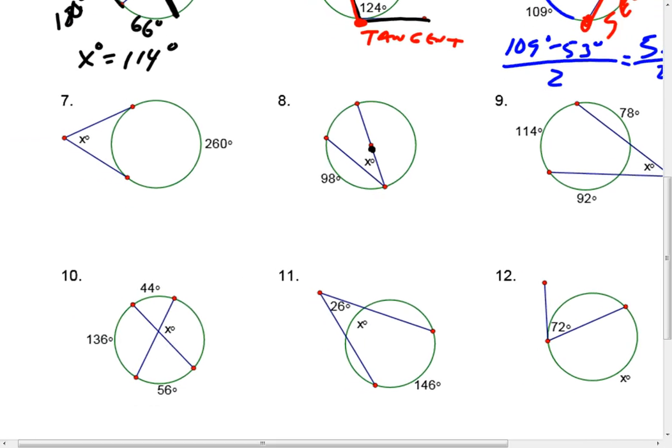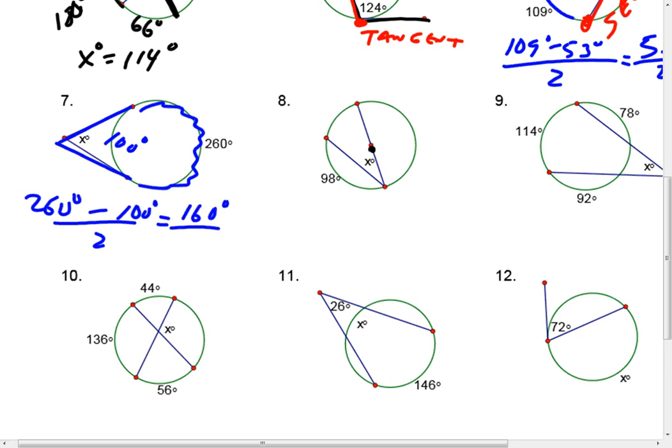Same situation. Instead of secants, we've got tangents, but it's the same formula. I've got to subtract arcs, divide by 2. If this is 260, how much is left for the other arc? 100. What am I supposed to do with those? I'm supposed to subtract them and divide by 2.